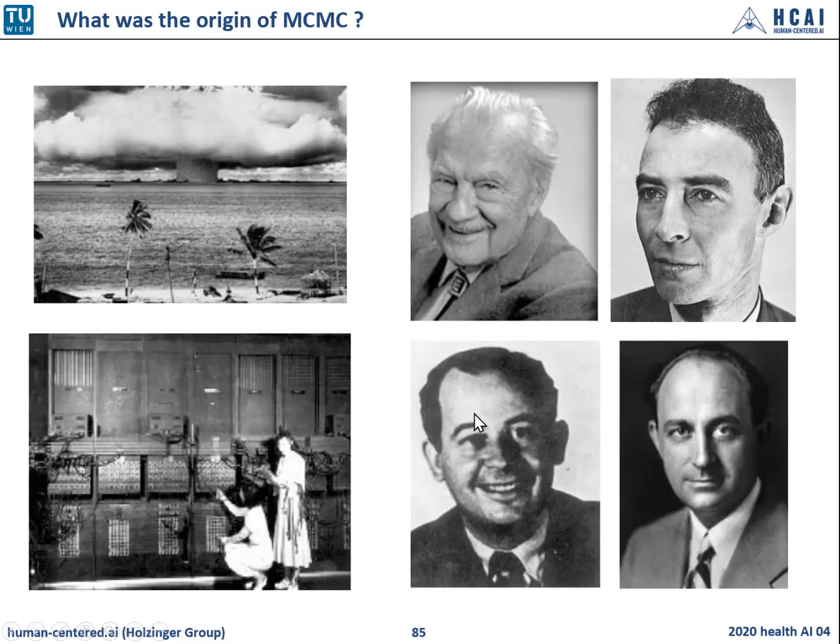So what was the origin of MCMC? The origin was in 1944 when they worked on simulation samples in Los Alamos. This is Nicholas Constantine Metropolis, 1915 to 1999. Then this is Julius Robert Oppenheimer, 1904 to 1967. This is von Neumann, you know him from importance sampling. And this is Enrico Fermi, 1901 to 1954.